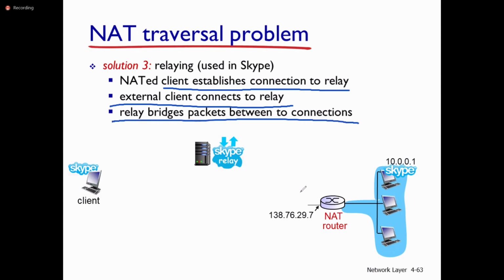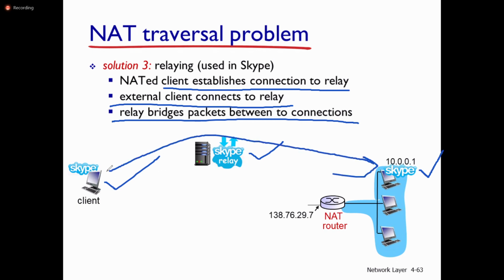So here we are going to use the relay, for example, which is used in Skype, to establish the connection between two client devices or client and servers. So this is a client device, relay, then another client device. These are connected through relays. So this is the thing used in Skype.